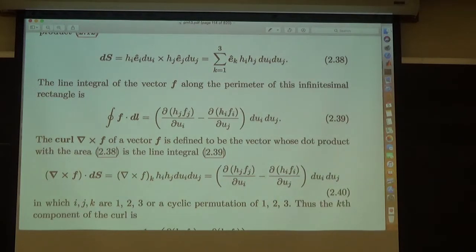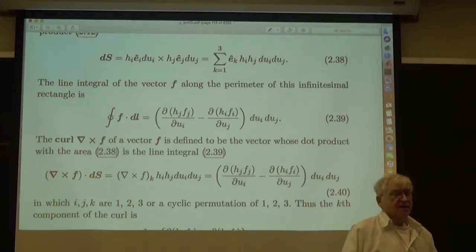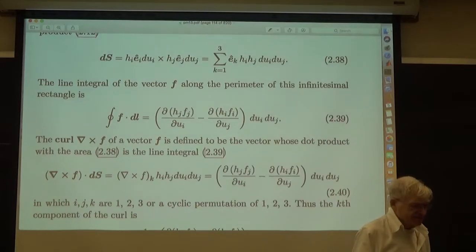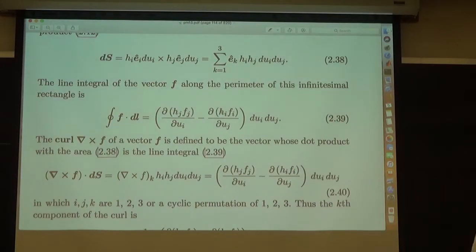So the idea basically, let me just give you the thing that I'm leading up to. The thing I'm leading up to is that the line integral of a vector around the perimeter of an infinitesimal rectangle is the integral of the curl over the area of the rectangle. So that's really counterintuitive and surprising. And so let me show you, if you look at it in plain, simple terms, it's obvious, otherwise it's not.